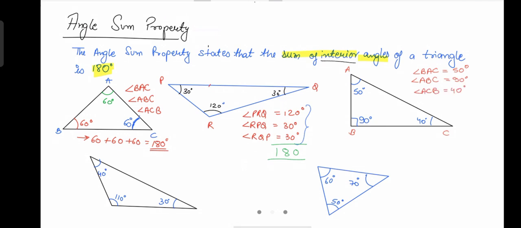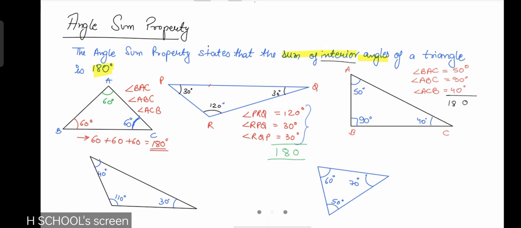Now again, we just have to check whether the sum is coming out to be equal to 180 degrees. So you must know that 90 plus 50 is 140 and 140 plus 40 is what? Can you tell me the answer? So we see that this also is equal to 180 degrees.